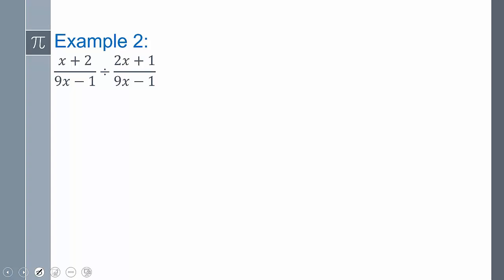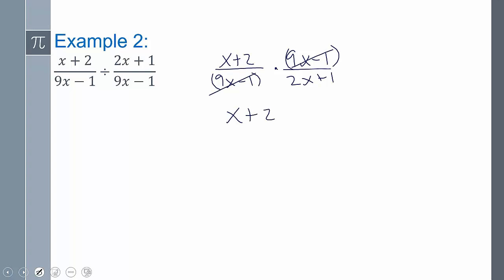Now this next one, we have to convert it from division to multiplication. So x plus 2 over 9x minus 1 times 9x minus 1 over 2x plus 1. Now these factors of 9x minus 1, those are going to cancel out. And so I'm going to be left with x plus 2 over 2x plus 1. Nothing else reduces.